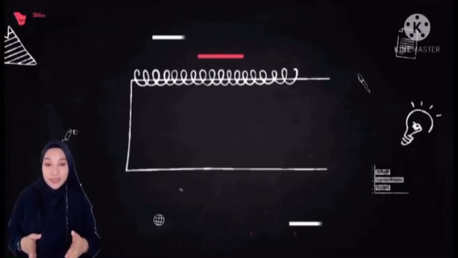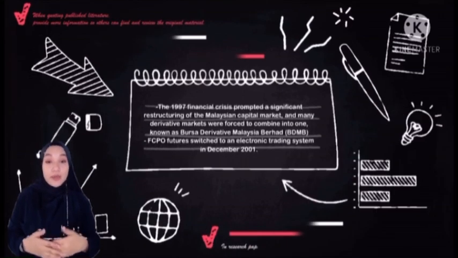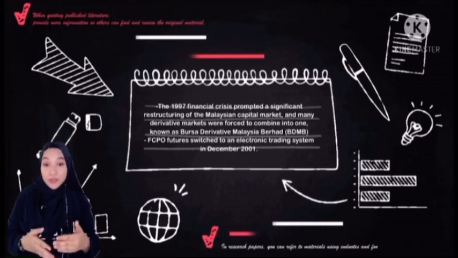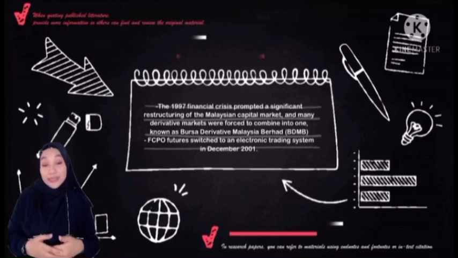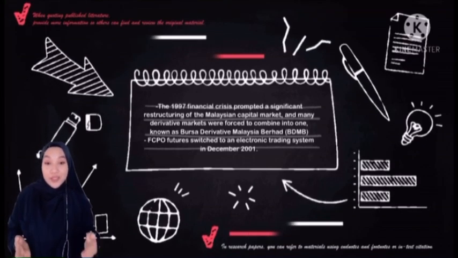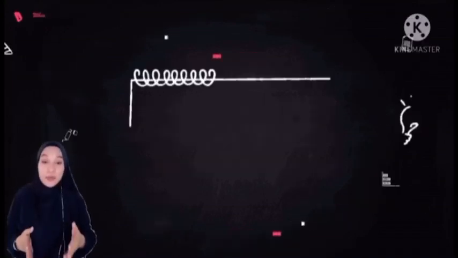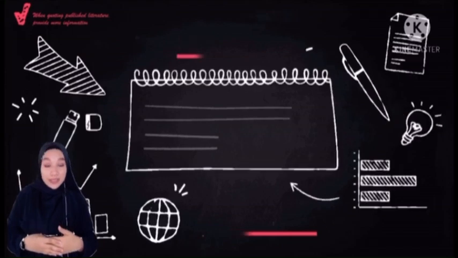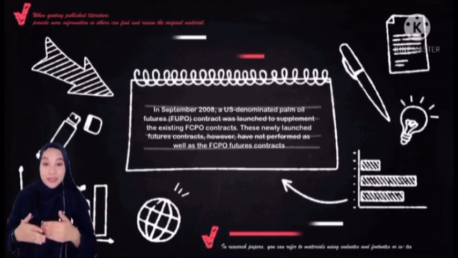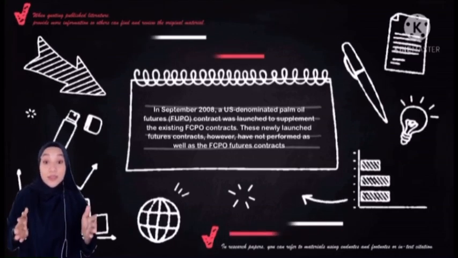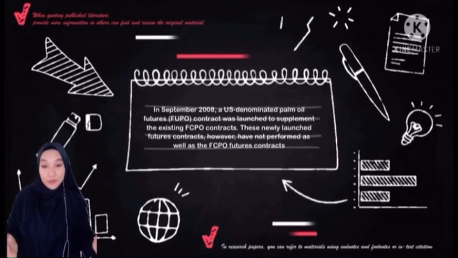However, the 1997 financial crisis prompted a significant restructuring of the Malaysian capital market and many derivative markets were forced to combine into one, known as Bursa Malaysia Derivatives Berhad (BMDB). FCPO futures switched to an electronic trading system in December 2001. And in September 2008, a US dollar-denominated palm oil futures (FUPO) contract was launched to supplement the existing FCPO contract. This newly launched futures contract, however, has not performed as well as the FCPO futures contract.